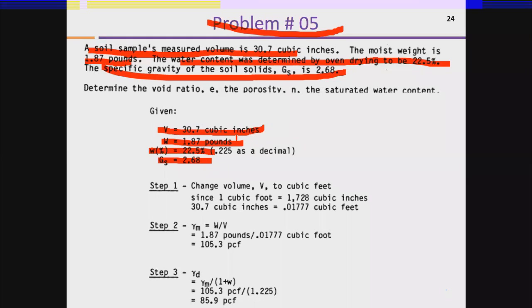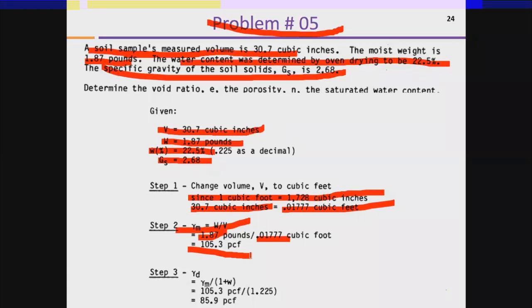Now guys, as other units are in pounds, I will also convert this volume into cubic feet. Just keep in mind that 1 cubic foot is equal to 1728 cubic inches. So this converts 30.7 cubic inches into 0.01777 cubic feet. The moist unit weight is equal to the moist weight divided by the volume. The moist weight is 1.87 pounds and the volume is 0.01777 cubic feet. This gives me a moist unit weight of 105.3 pounds per cubic feet.